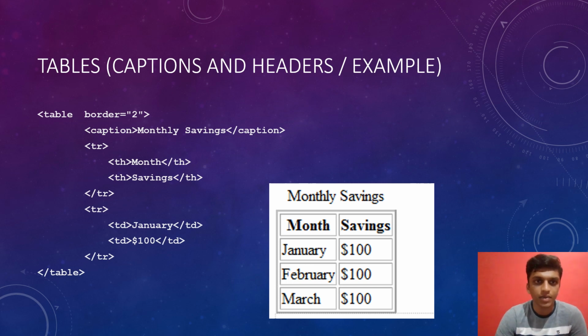This is a simple example for captions and header. Here the caption is monthly savings that is present just above the table. That is not included inside the table because the caption is always present outside the table. And then the header is a bit bigger compared to the normal elements present in the cell. This is the output for this example.